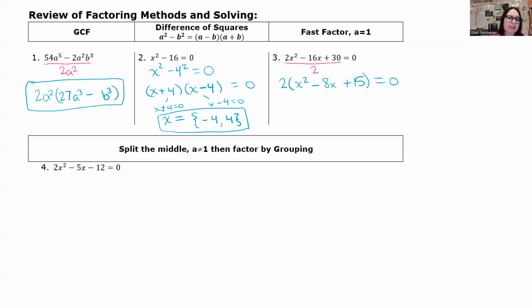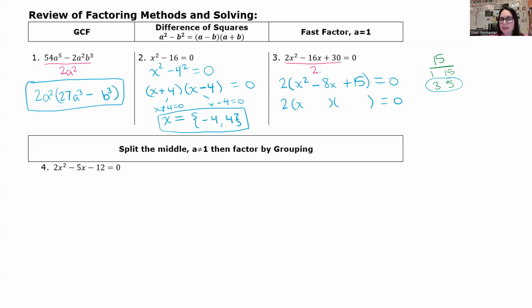So if you remember, when you fast factor, you look at factors of 15. And I just run down the list starting with 1. I have 1 and 15, 3 and 5. Any others? So fast factoring says that I find the pair over here. Which one of these pairs can I put together in such a way to make 8? 5 and 3. So I'm going to put these in.